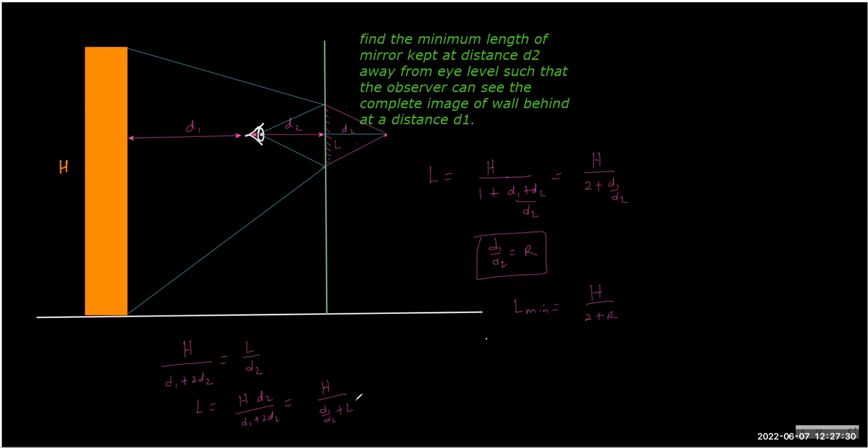So you can get the answer in one line using the similar triangle. It is clear. So if the person is exactly in the midway between the wall and the mirror, the answer will be h by 3. If d1 and d2 are equal, so if midway between the mirror and the wall, then the L minimum will be how much?